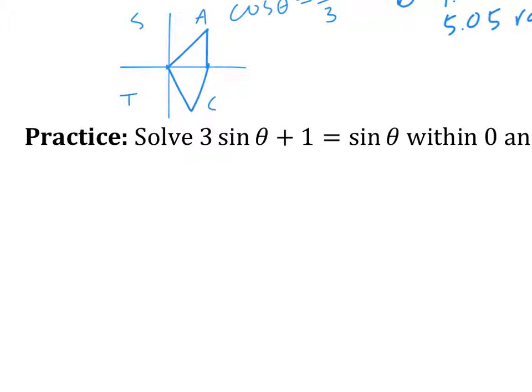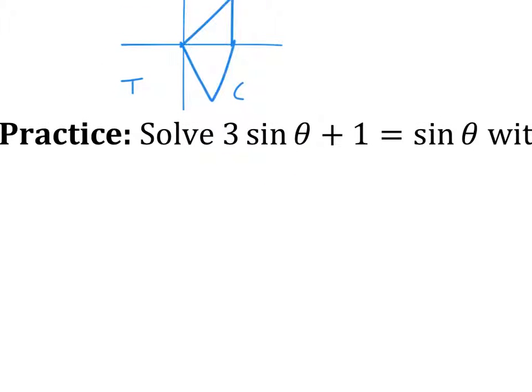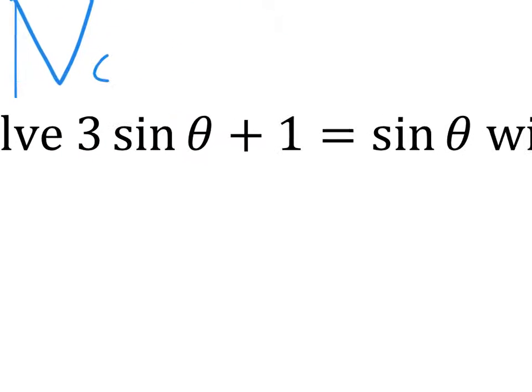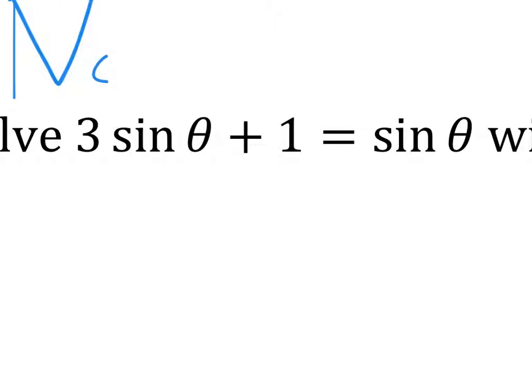Let's try another one. This one's very easy, so I'm going to kind of skip it. Well, let's just talk about it and see how you would solve it. How would you solve this problem? It's pretty much just subtract sine. So 2 sine theta plus 1 equals 0. And then what would you do?